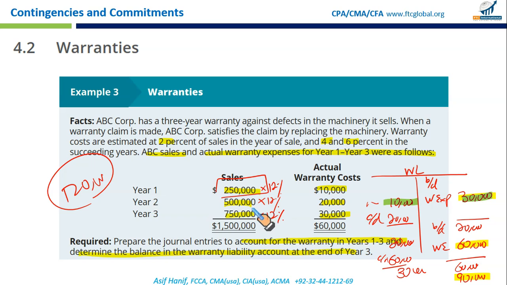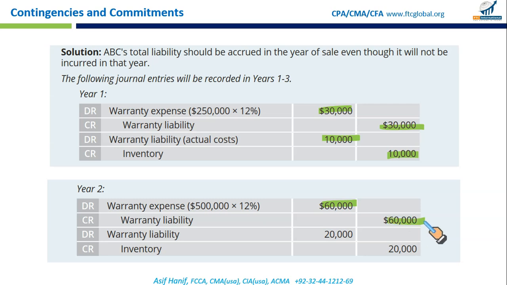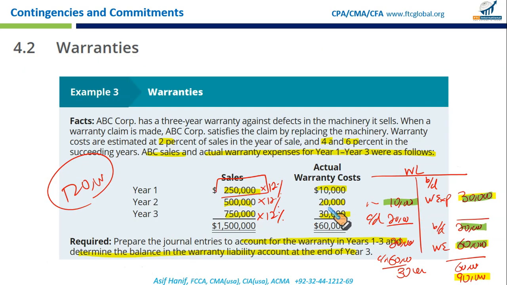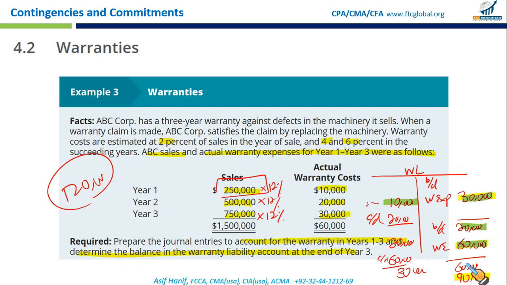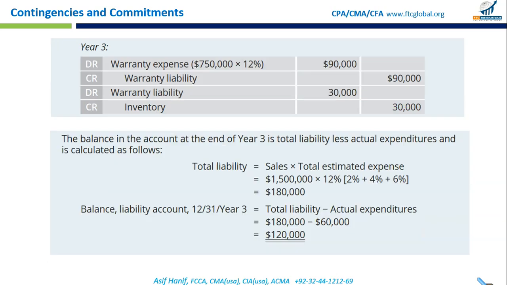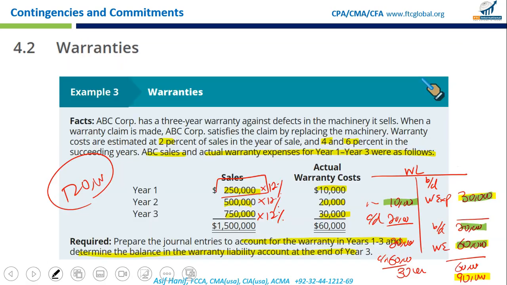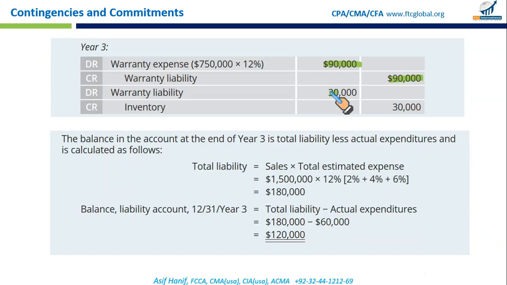Then the next year, the estimated warranty cost is 12% of 500,000, that is 60. So you debit warranty expense, credit warranty liability. Actual warranty spending is 20. So you debit warranty liability, credit inventory, same thing. And in the third year, you do the same thing, debit warranty expense, credit warranty liability. And the actual spending on warranty is 30. So you debit warranty liability, credit inventory, and this way you do it. And the closing balance, as you can see, I've calculated using the T account. That is the closing balance of your warranty liability.